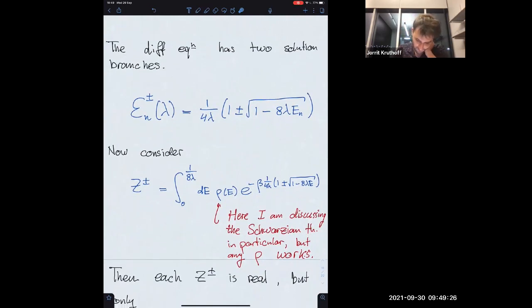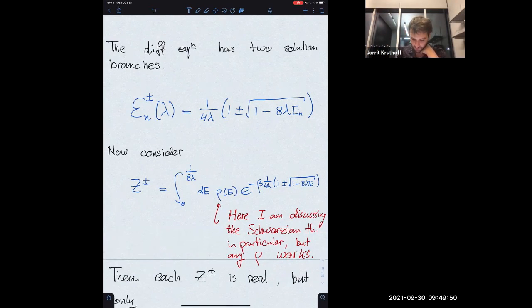So for instance, I could consider these objects Z plus minus that I defined here, where I'm going to integrate the energies not all the way to infinity, but all the way to 1/8 lambda. That's precisely the location where these energies go complex. So this is a lambda dependent cutoff.